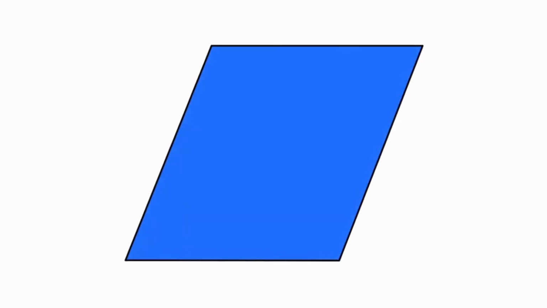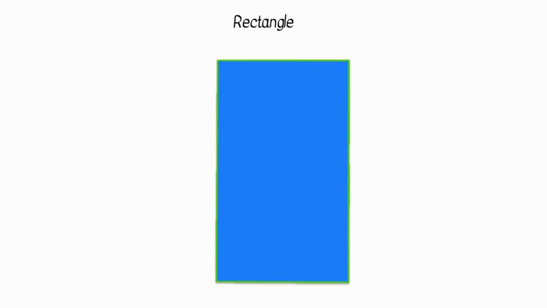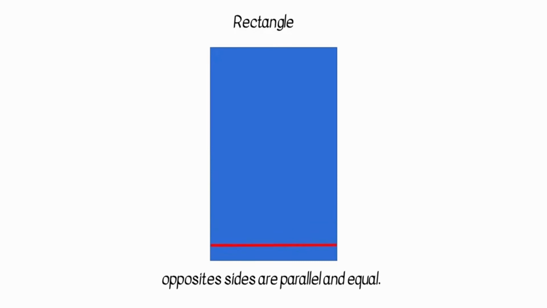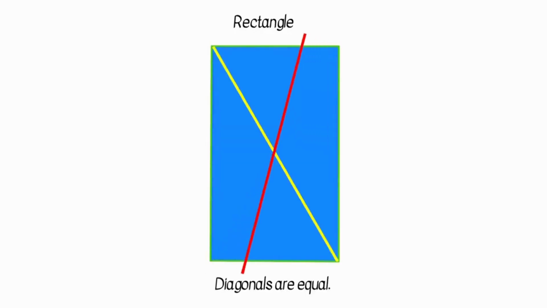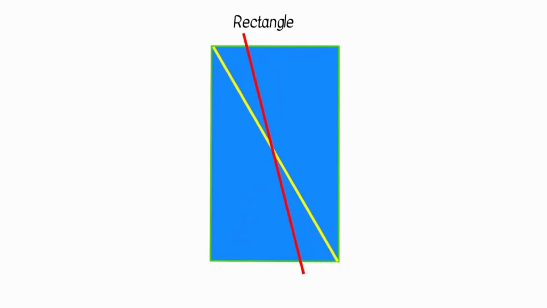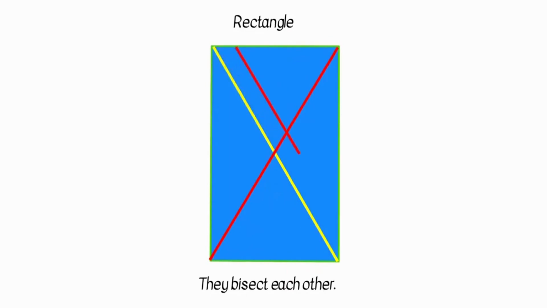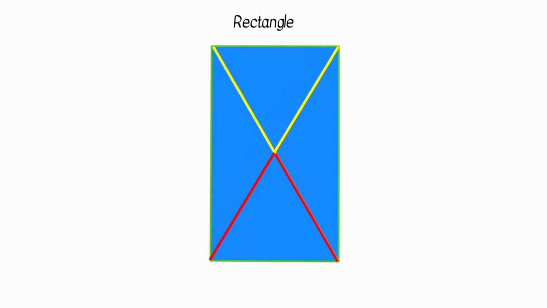In a parallelogram, if all the four angles become equal, what we get is a rectangle. A rectangle is an equiangular parallelogram. Opposite sides are parallel and equal. Diagonals are equal. They bisect each other. All four angles are equal. Each angle will be a right angle as we divide 360 degrees by 4.